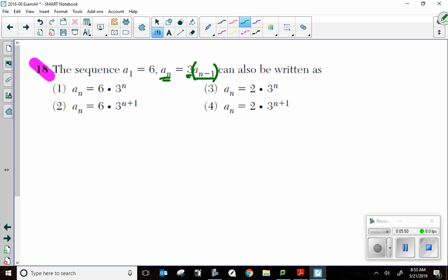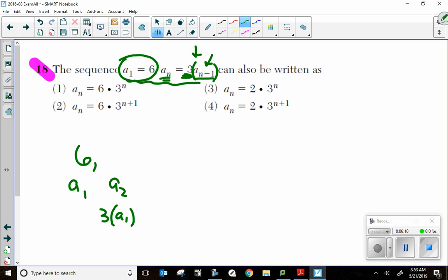So what I like to do is I'm going to just write this out. If my first element is 6, my next thing says I take 3 and multiply it times my previous one. So if this is A1, how do I find A2? I take 3 and multiply it times A1. Times 3, that will give me 18, right? Now if I want to find the third element, I take 3 and multiply it times A2. So I multiply this times 3 again, and I get 54, and so forth.